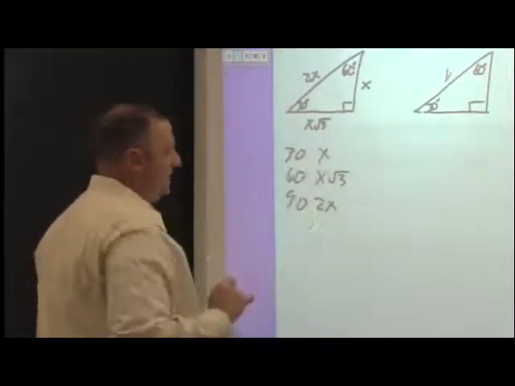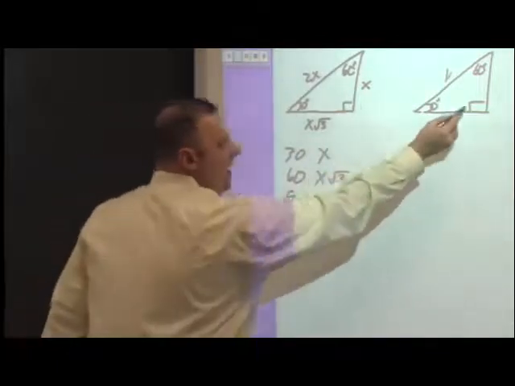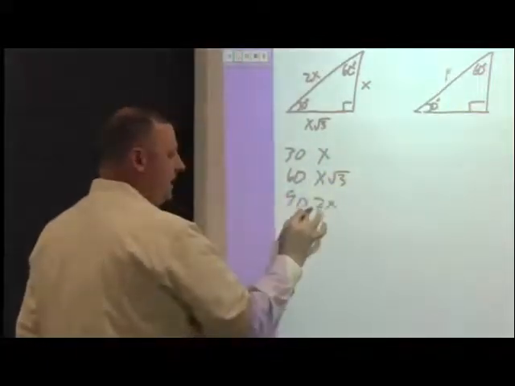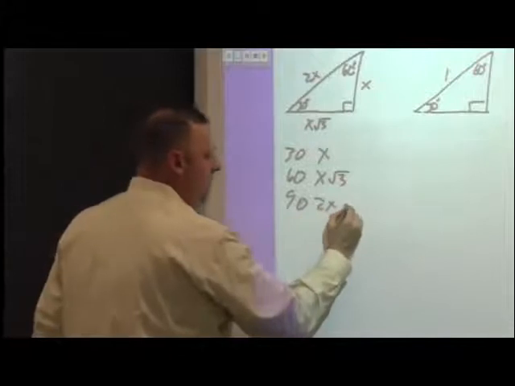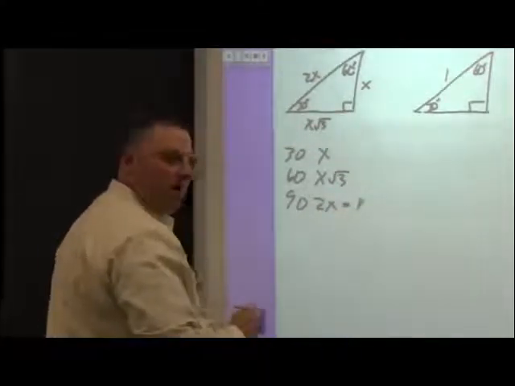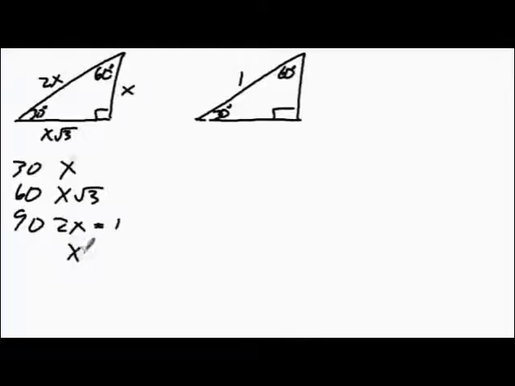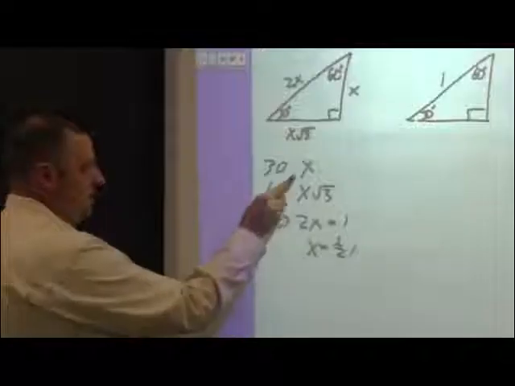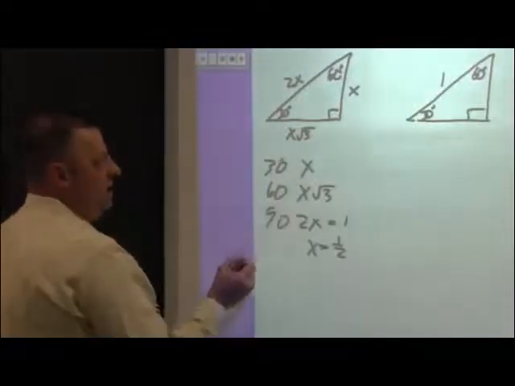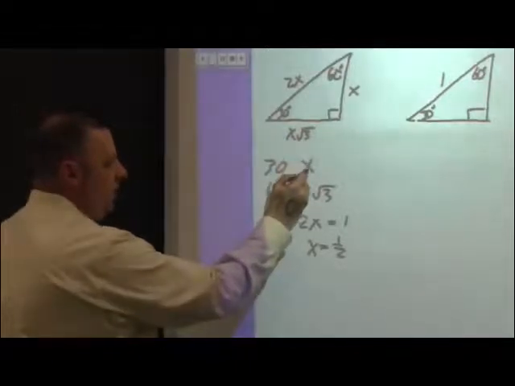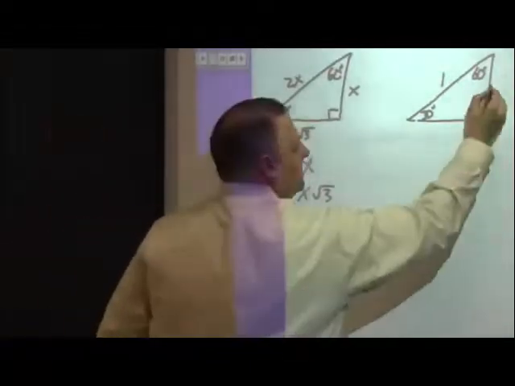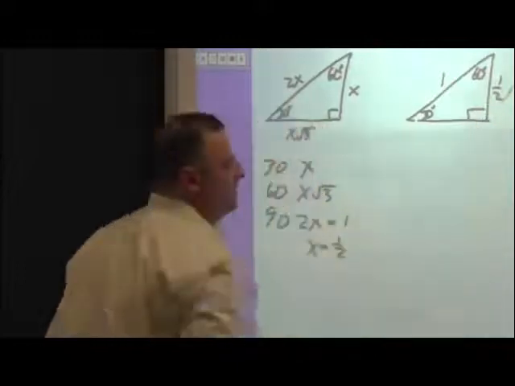So we got these 30, 60, 90 going on. We got the side opposite the 90. What I'm going to do is take that 2x, which is with the 90, set it equal to 1, and solve for x. So you divide both by 2, and you get x is equal to 1/2. That means x is opposite the 30. So opposite the 30, if I put a 1/2 here for the x, that would mean this has got to be a distance of 1/2.